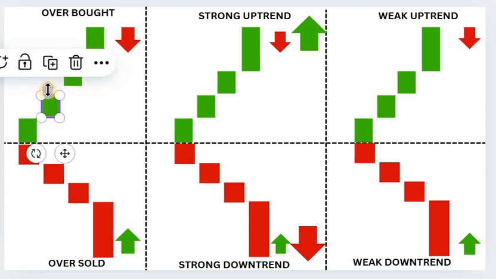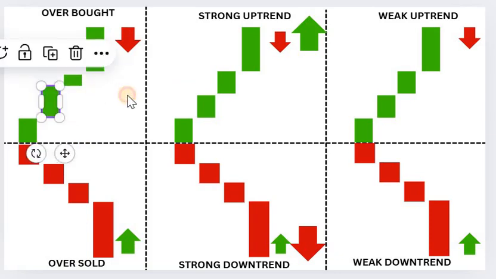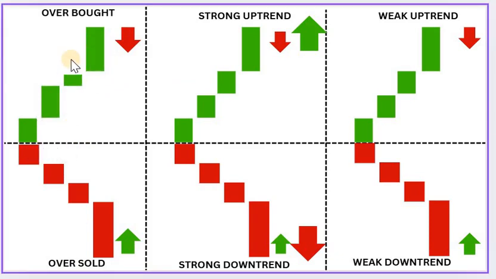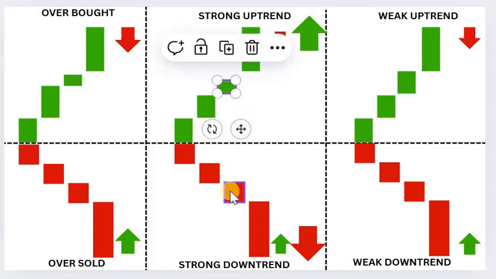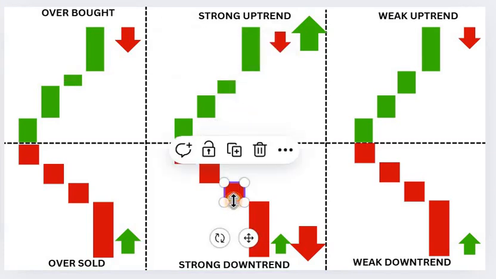So you see, the second candlestick before the exhaustion candlestick might be the smallest candlestick within the trend, and then the exhaustion candlestick itself becomes the biggest candlestick within that same trend, and this is what really makes it an exhaustion candlestick.